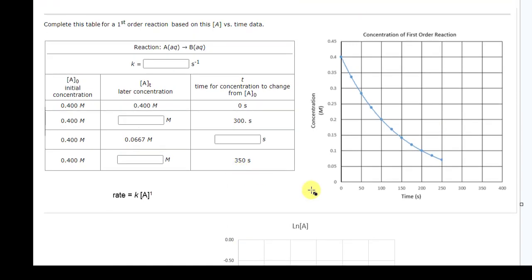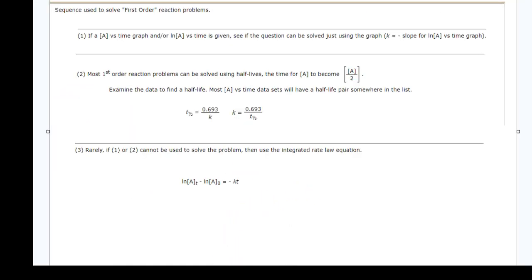I'm going to go back up to here without the log table, and I'm going to go to method number 2.